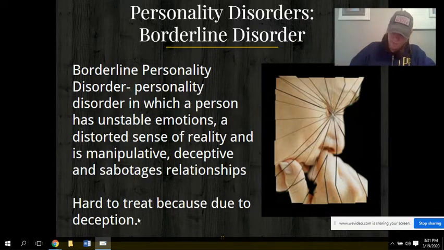So we've got to write this down: borderline personality. Borderline personality disorder, a personality disorder in which a person has unstable emotions, a distorted sense of reality.